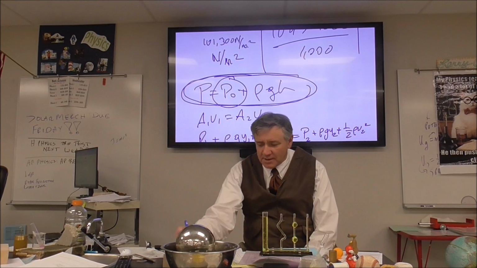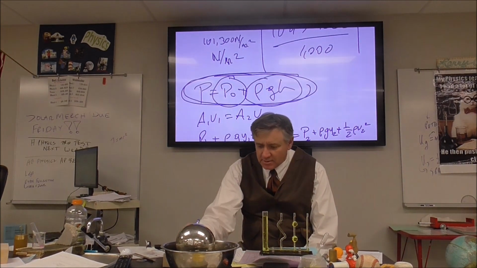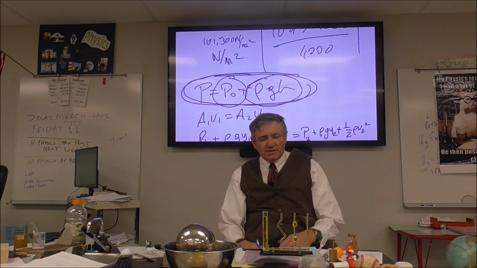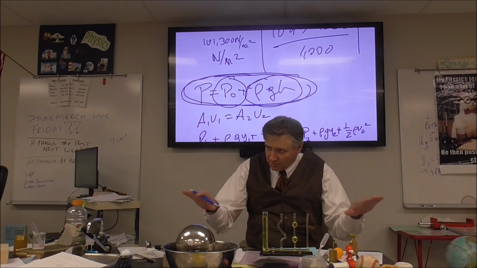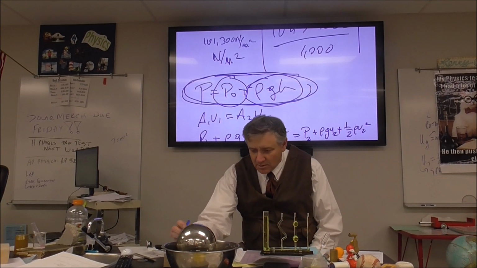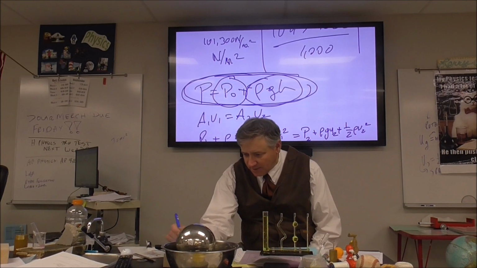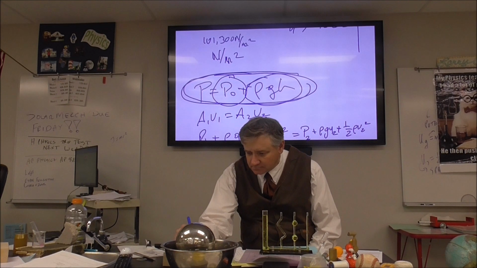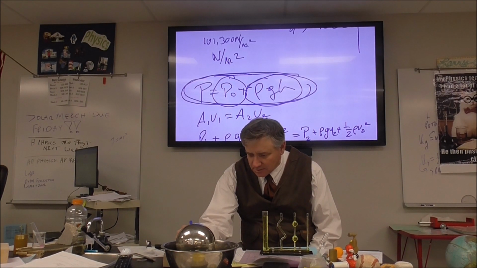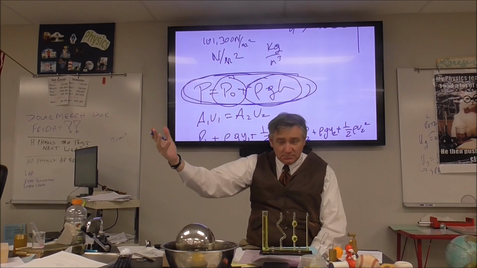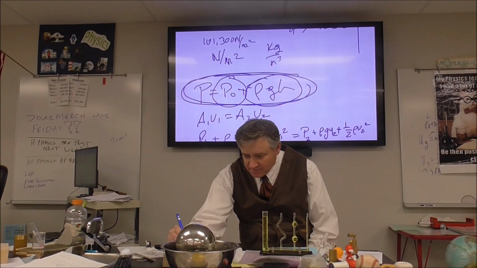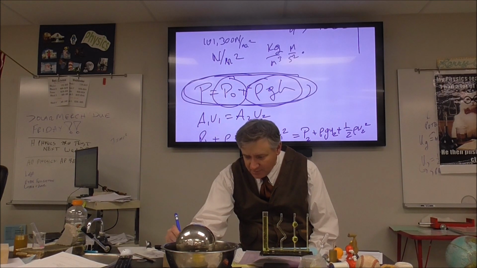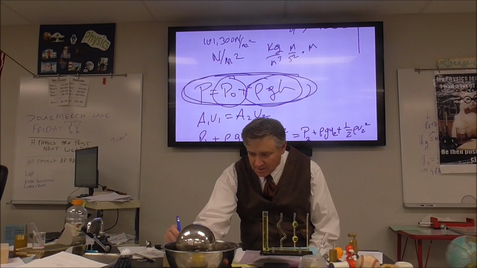Now, this is rho g h. Rho is the density of the fluid, so that density has to be in kilograms per meter cubed. If we're water, that's 1,000. Then we have g, which is meters per second squared, and then we have a height, which is in meters.